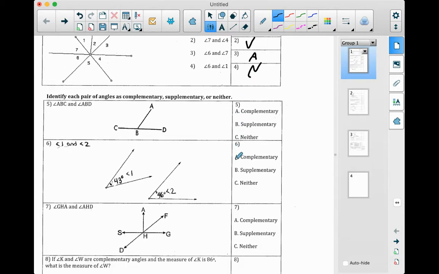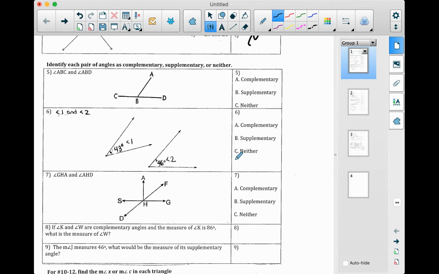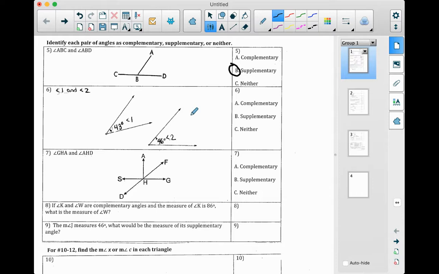All right, number 5, identify each pair as complementary, supplementary, or neither. So I have a couple angles here. Together they make a straight line. A straight line is 180 degrees. So angles that add up to 180 are supplementary. Remember, we have a bunch of different ways of remembering the difference between complementary and supplementary. So hopefully you have your favorite that you go to try to remember.